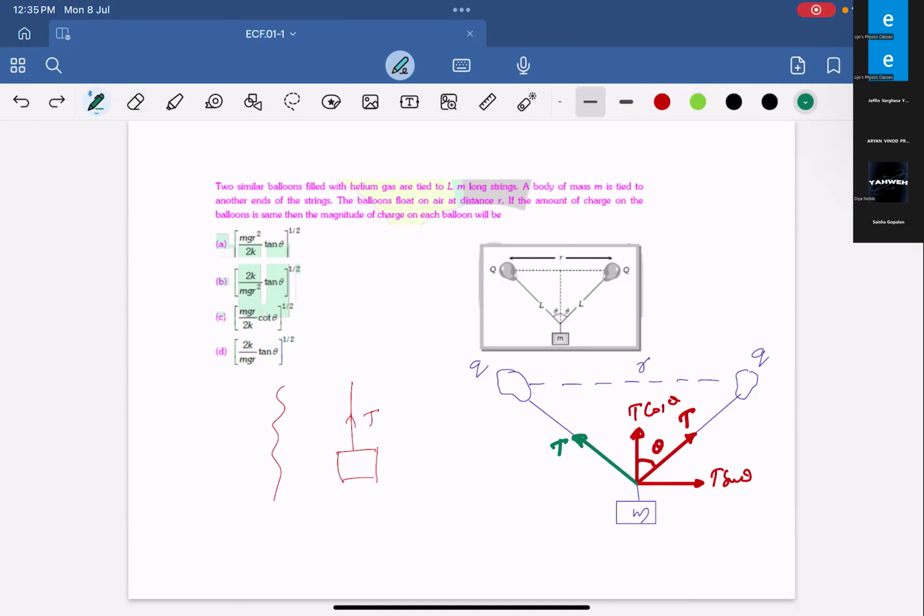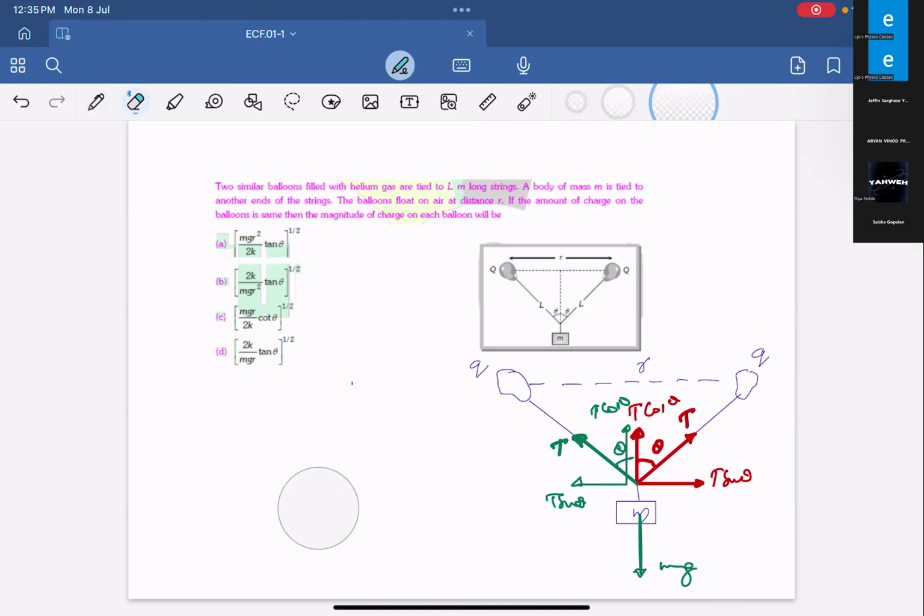So I'm going to write this is also theta. I'm going to split this also into two components. What are the components? That tension also may be split up into two components. Tell me which are they. One is this way, another is this way. Straight up is T cos theta, to the left is T sin theta. And what is the force in the downward direction? Downward direction is mg, weight acting downward, mg.